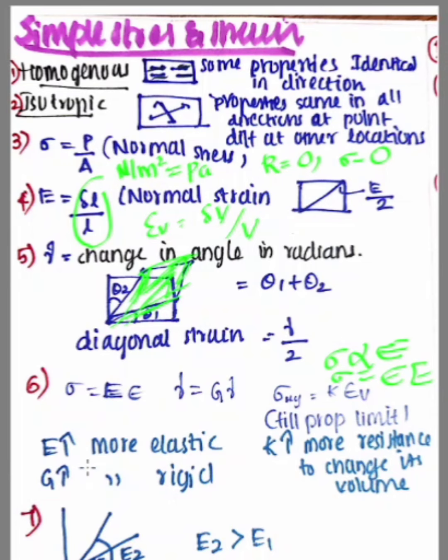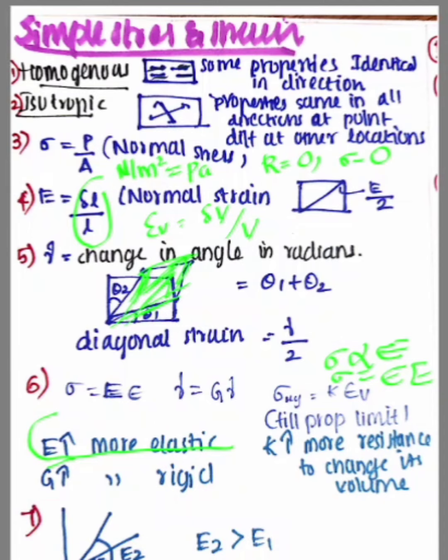So I will draw the stress strain curve. If Young's modulus is more, then it is more elastic. If Young's modulus is less, it is less elastic. So remember that also. And if it is more, it has more resistance to volume change.